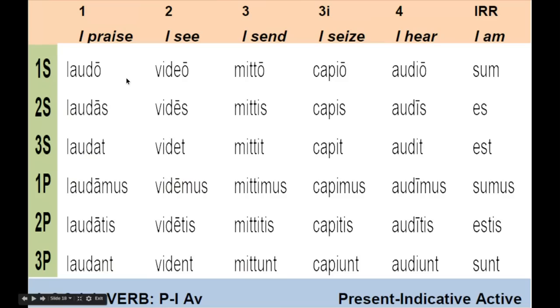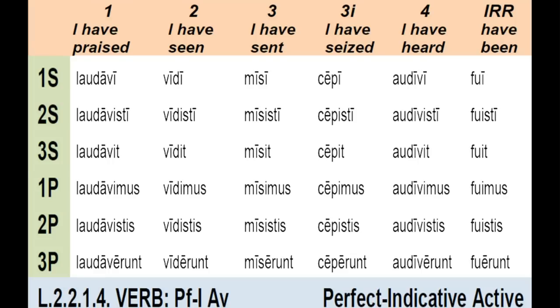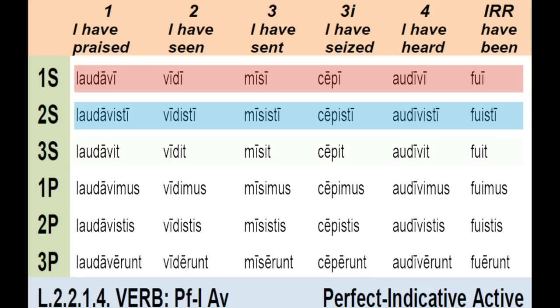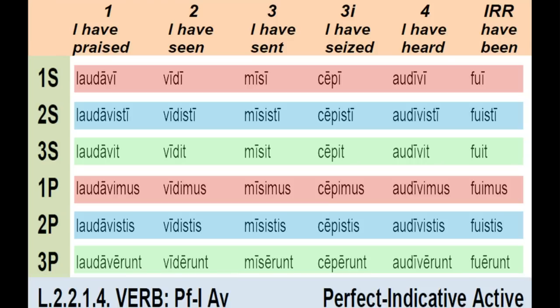Moving on. So we've added the present. We know the present endings: o, s, t, mus, tis, nt. Now we need to learn the perfect. Perfect is a little different. It has all the same endings, but you have some change of stem. So you have a stem change. Laudavi, laudavisti, laudavit, laudavimus, laudavistis, laudaverunt. Same endings here, though, just a different stem.